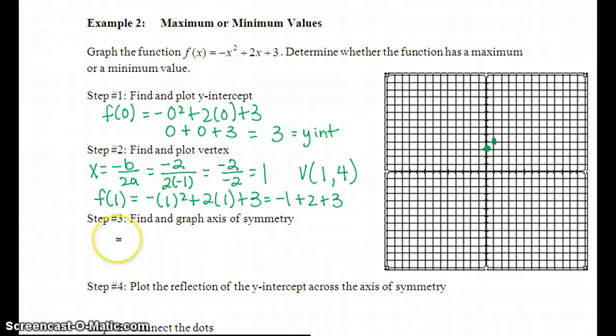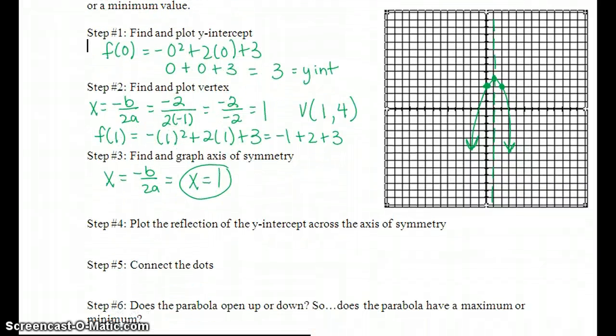I'm going to find the axis of symmetry by saying x equals negative b over 2a, which I just found right up here, and I've got x equals 1. So that's my axis of symmetry, and I'm going to make this vertical line right through x equals 1, right through the vertex. Then I'm going to plot the reflection of the y-intercept, so it's 1 away from the axis of symmetry that way, so I'm going to put 1 over here as well. And then I'm connecting the dots. So that's steps 4 and 5.